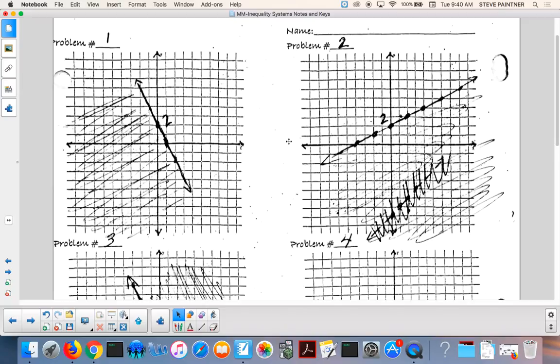So 1 and 2 are on the board. This is tomorrow's answer key. So when you get into class, I'll start right here. Did you do 1 and 2 right? If you didn't do 1 and 2 right, ouch, we're already wrong. Okay?